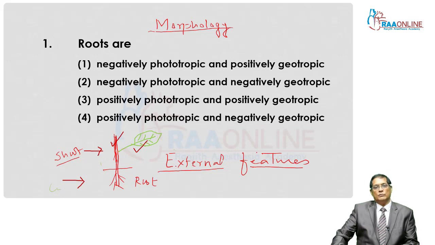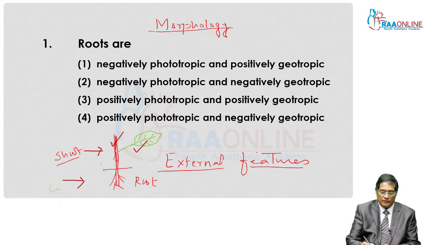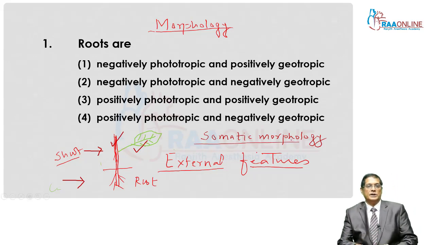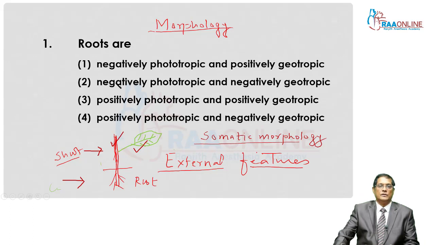If we study the morphology of these three structures, that is root, stem and leaf, that morphology is termed somatic morphology. Root, stem, leaves are the body parts of the plant. Body parts are called somatic parts, and their morphology is somatic morphology.